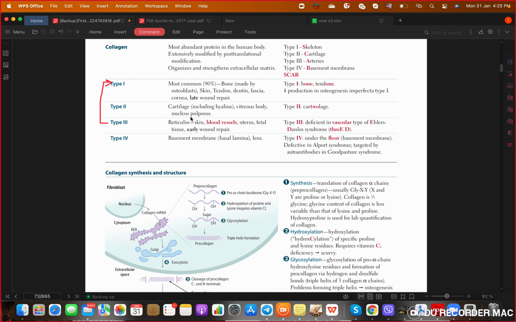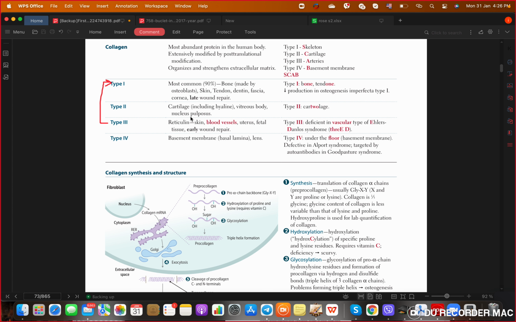Okay, so the type 4 is in the basement membrane. Do you remember what I told you about type 4 before? Type 4 is in the basement membrane, Doc. Yeah, and it had collagen type 4. And I told you the cancer cells, when they want to destroy it, produce what? Collagenase, which is a type of metalloprotease, yeah? Okay, so it's in the basement membrane and also in the lens.